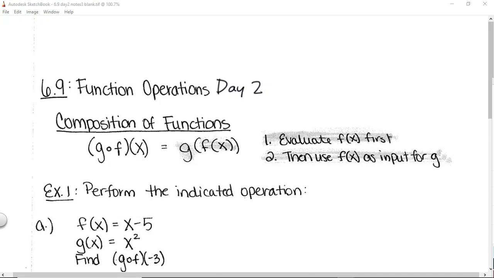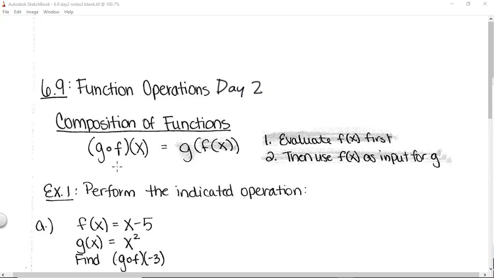Hello, algebra students. Well, today we're looking at section 6.9, function operations, day 2. And yesterday we looked at function operations, specifically addition, subtraction, multiplication, and division. And we saw that you can add two functions, or multiply two functions, or so on, and get another function. So today we're looking at another operation. It's called composition of functions, and this operation yields another function as well.